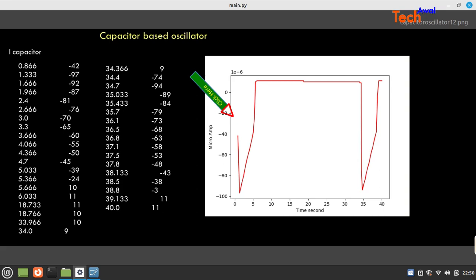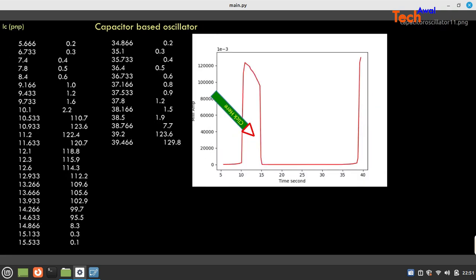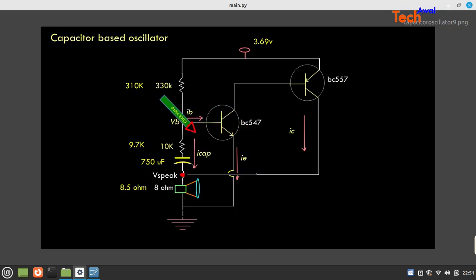So we can say from here to here, while it's discharging, the current is minus. Minus means the capacitor has two types of current. One current is coming from the voltage source, in this direction from top to bottom. And when the capacitor discharges from bottom to top, the current shows as negative.